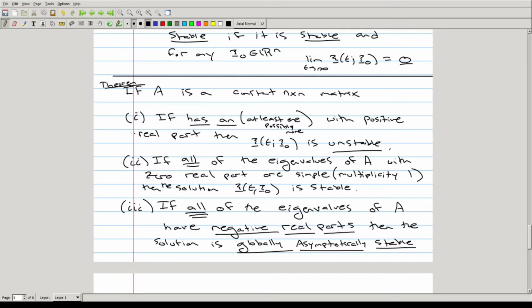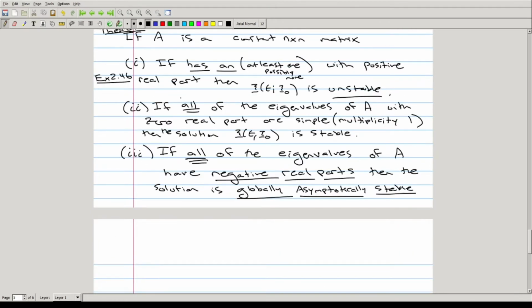And a number of these are proved in the book. I'm not going to go over the proofs in this lecture, but this is example 2.46 in the book if you're interested. The proof is not fully worked out in the book, but they do go over how to sketch it out and do it. It's based on the Putzer algorithm from before.